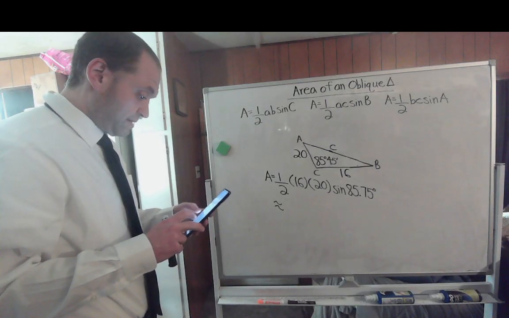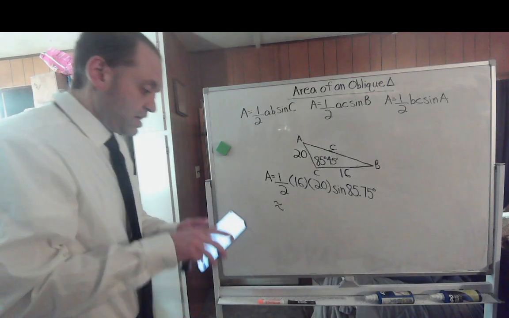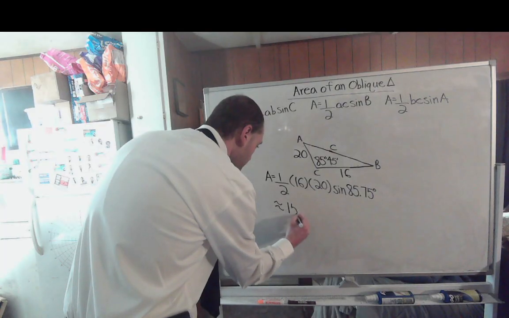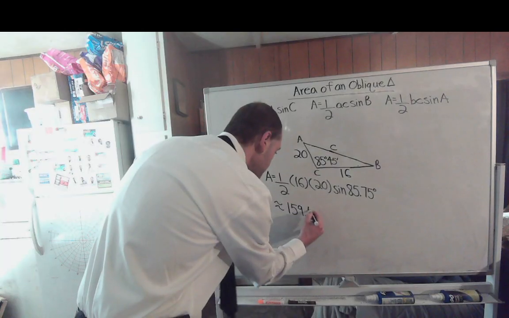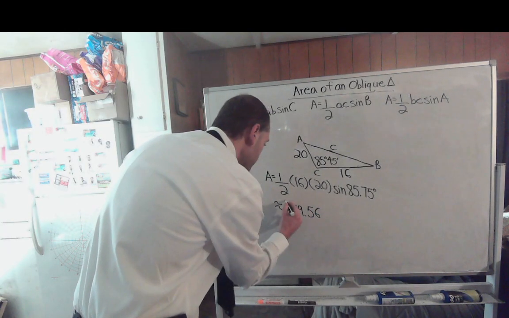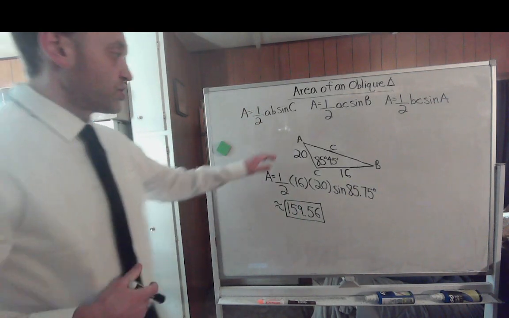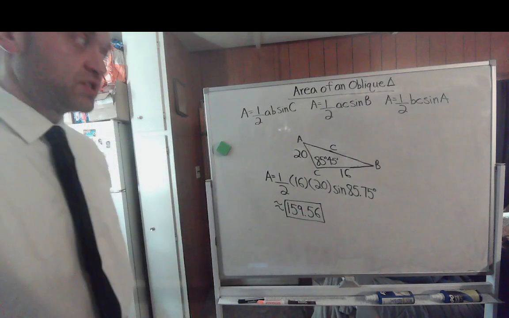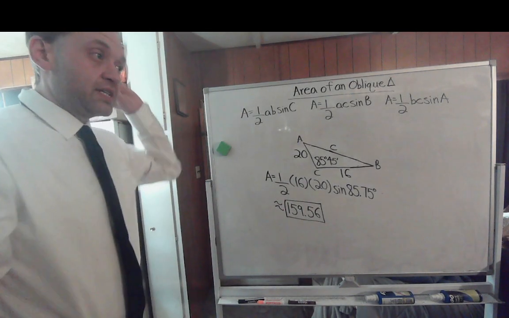Take that times the sine of 85.75. So for the area you get approximately 159.56 square units. So the area of this triangle is approximately 159.56 square units. Now, I would like to point something out.